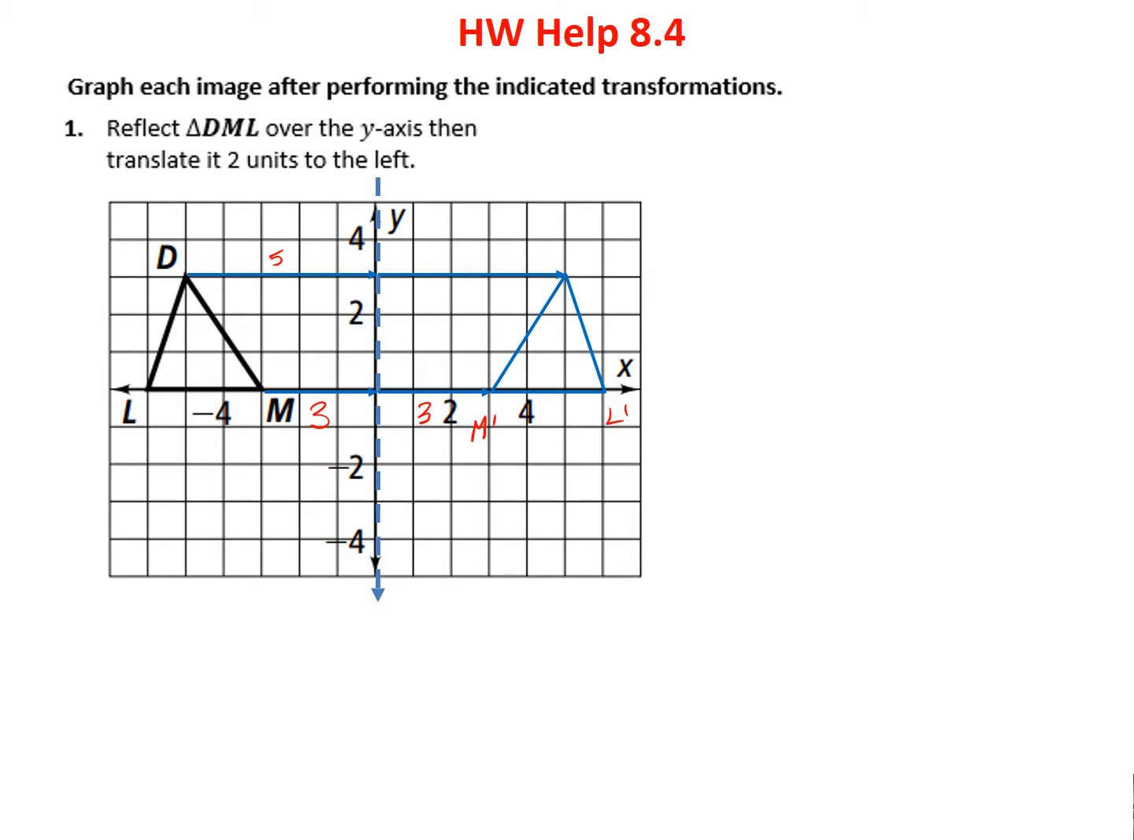The next part is to translate 2 units left. So notice I take that and go over 2. Every point goes over 2, so my whole triangle just slides over 2. And there's my final product.